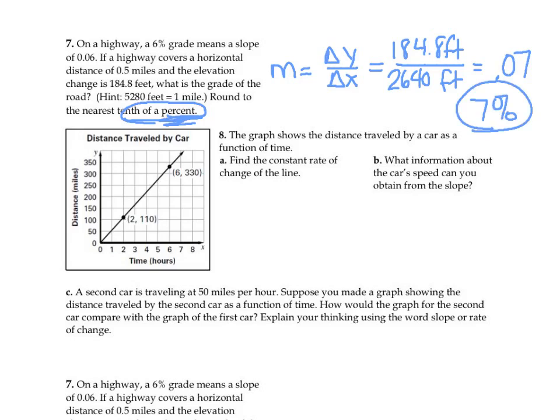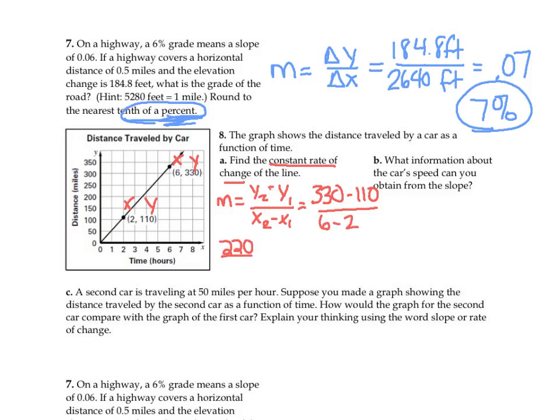Okay. Looking at number 8, it says the graph shows the distance traveled by a car as a function of time. Find the constant rate of change. Remember the constant rate of change, that's just the slope. And I know that's y2 minus y1 over x2 minus x1. And so plugging into that, I'm going to have 330, because this is x, this is y, this is x, this is y. 330 minus 110 over 6 minus 2, which gives me 220 over 4, which is 55.